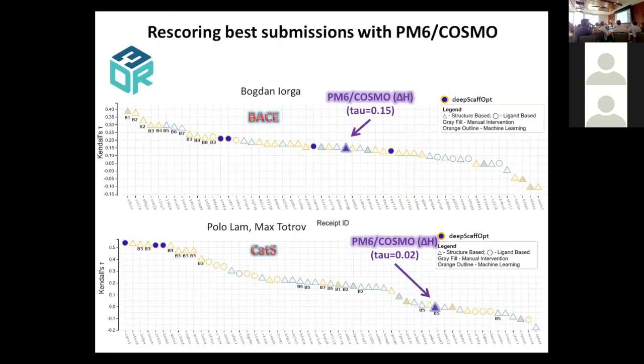So one last thing I tried was to replace the pose generation protocol I had with the poses from the top participants of the base dataset, that was poses from Bogdan Yorga, and in cathepsin from Polo Lam, Max Dotrov. So I took the poses and did rescoring with PM6 Cosmo, again using only the enthalpic term. However, I didn't notice any improvement in the overall ranking, which justifies my comment that in both systems the entropic contribution is high, especially in the cathepsin dataset, which has more flexible molecules.